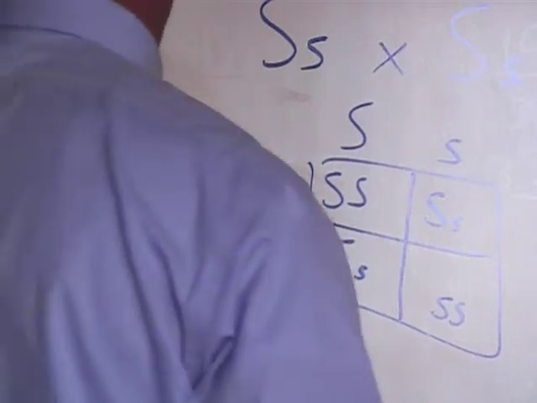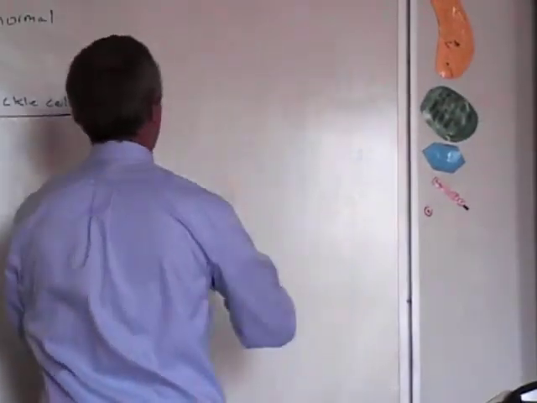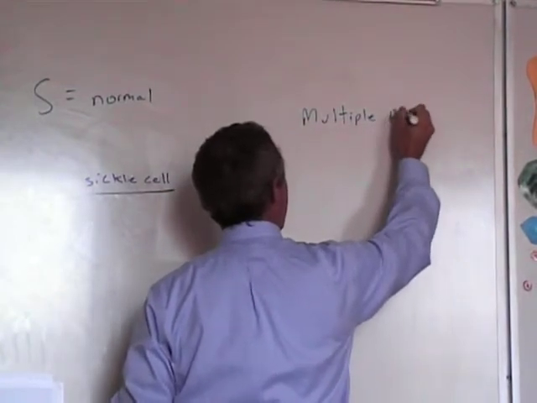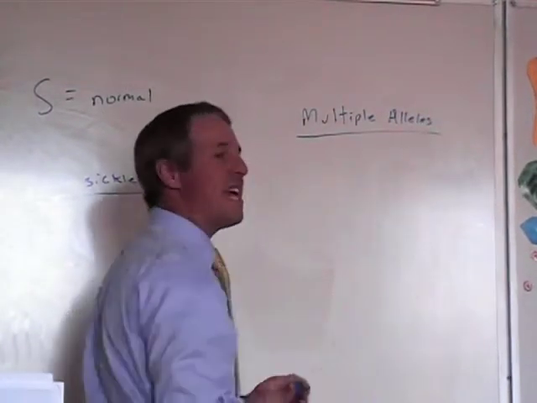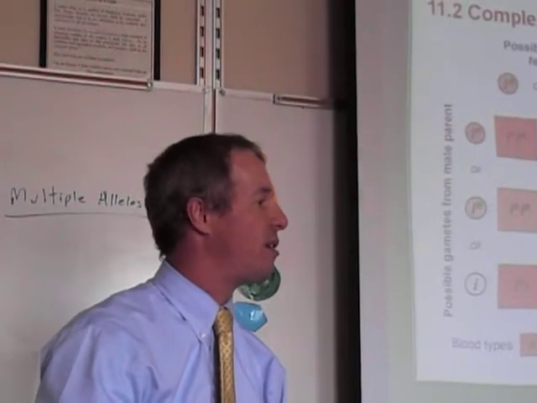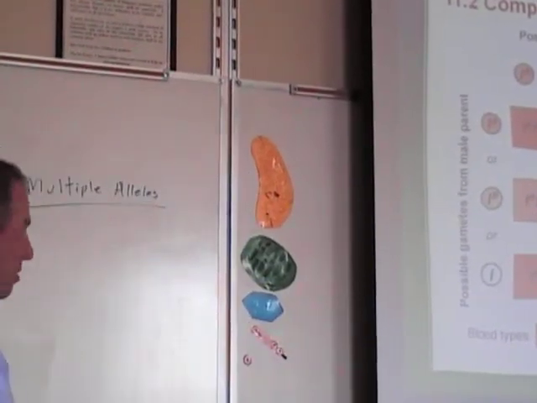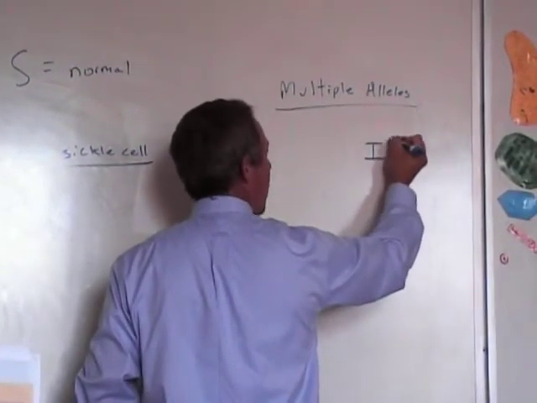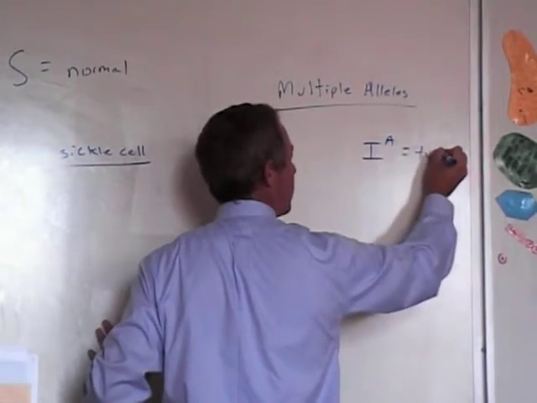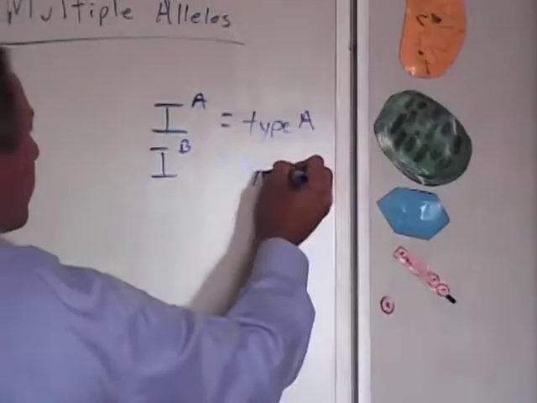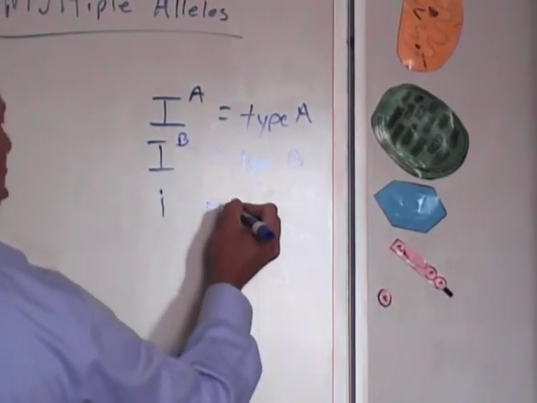Okay, the next thing that is not like Mendel is called multiple alleles. Multiple alleles is a case where there's not just two alleles. There's not just a dominant allele and a recessive allele. There's a number of alleles. And sometimes the dominance is not complete. IA is called type A blood allele. IB is type B blood allele. And little i is called type O blood allele.